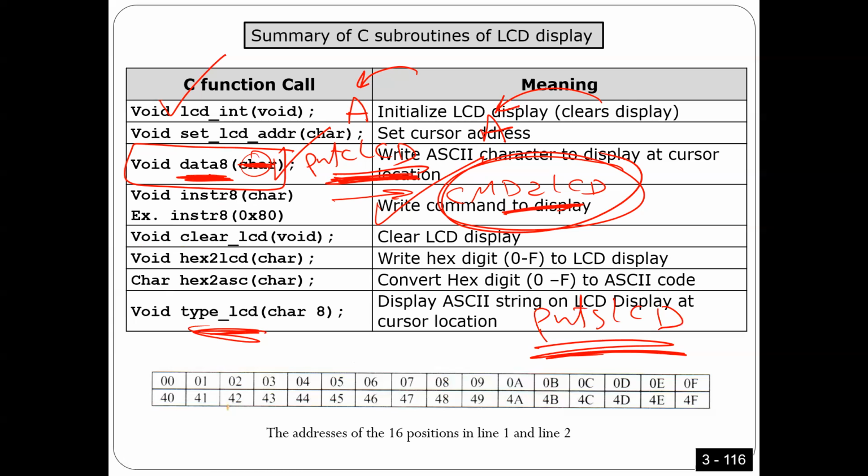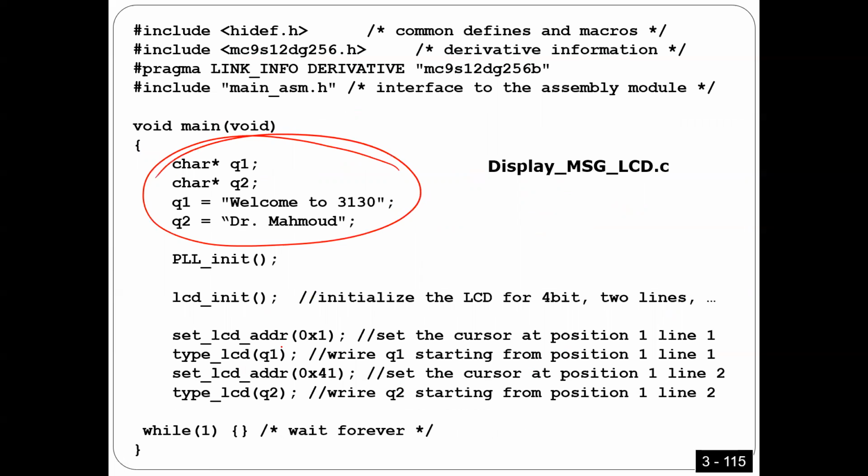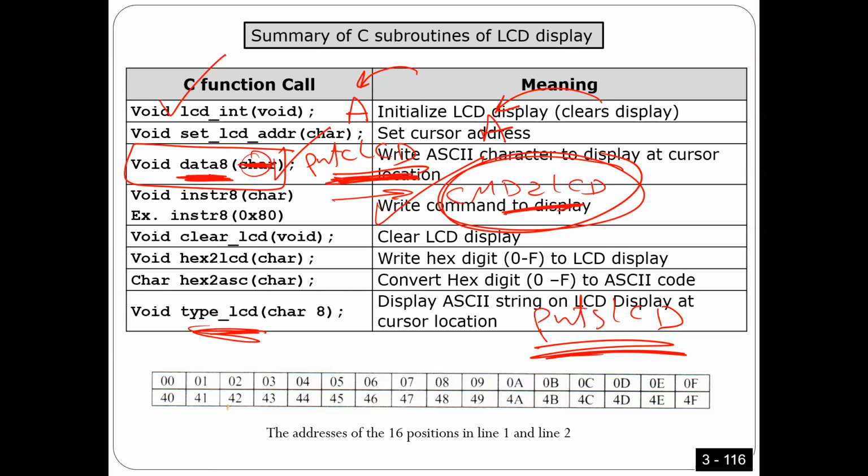So how can we use this one? As you will see right now, you have to create an array of characters this way, and then you have to send a pointer, for example, Q1 or Q2. So I have to send just the name of the array of characters, and this one is going to display it. I'm going to show you the example now, but this one is similar to put string LCD.